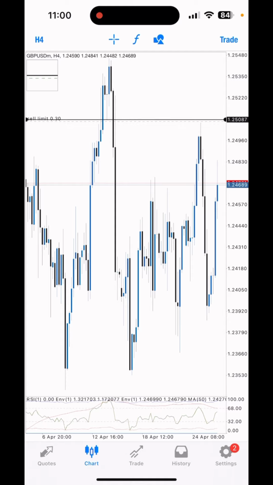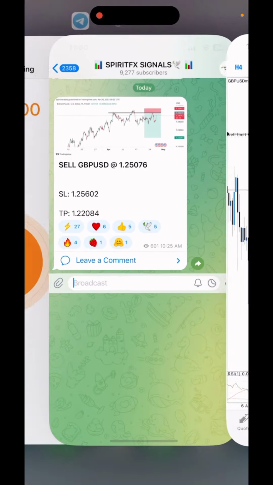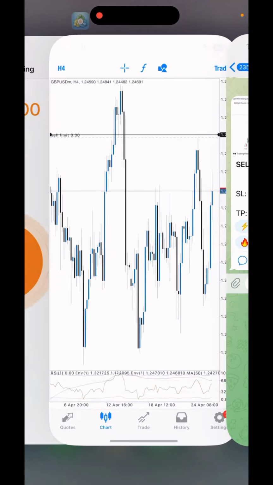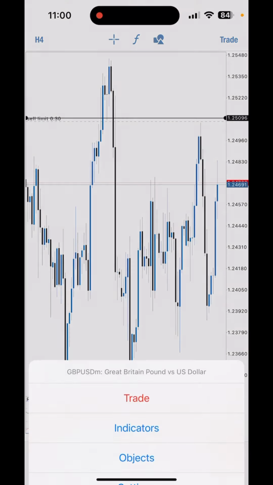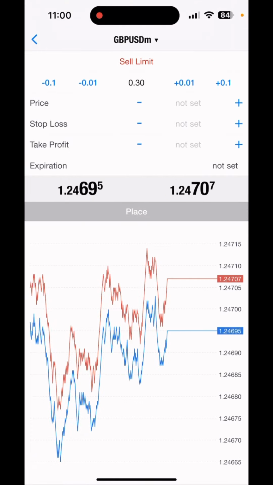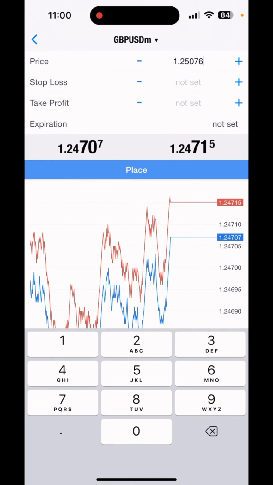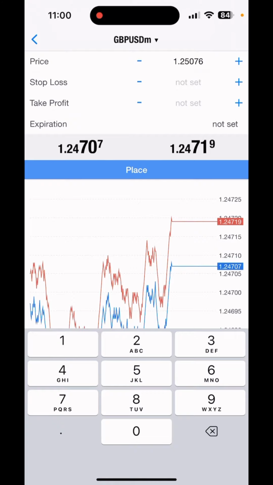If the signal comes with stop loss and take profit, which definitely it will come with, let's go back. Look at it, it came with stop loss and take profit. While you are setting the sell limit, you can add it. Let's go back again, click trade. It's already on sell limit. You put the price. I think I still have it copied. Paste it. You see, this is your stop loss. This is your take profit.